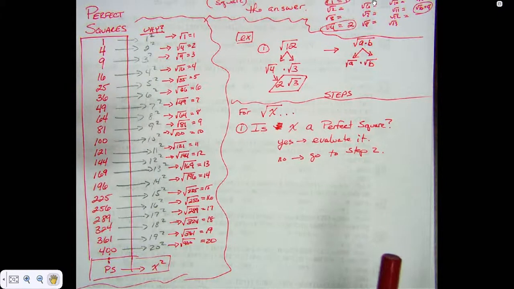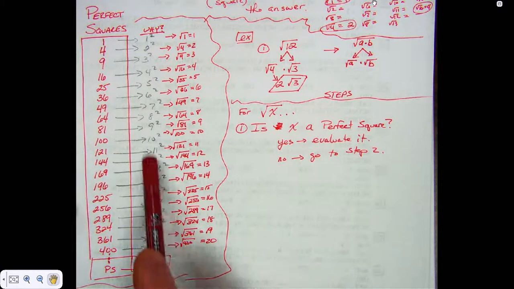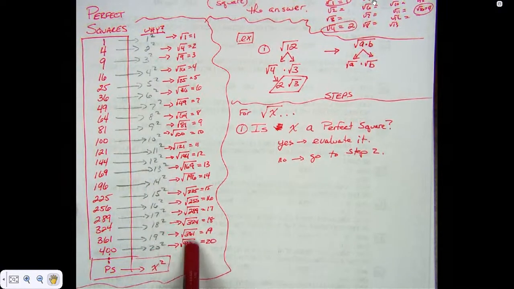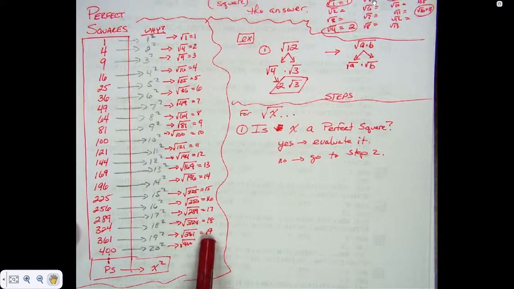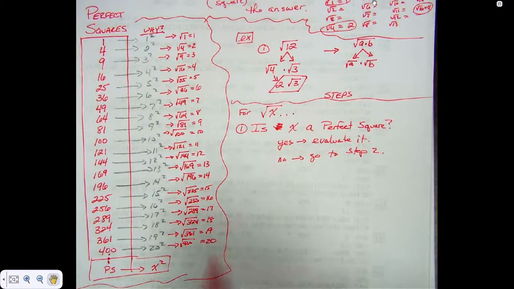Agreed? Because some of these down here you probably don't know by heart, do you? If I put square root of 361, you think it's just going to pop in your head that that's a perfect square? Probably not. So look on your list. It is. Good. Answer is 19. But if no, go to step 2. Step 2.